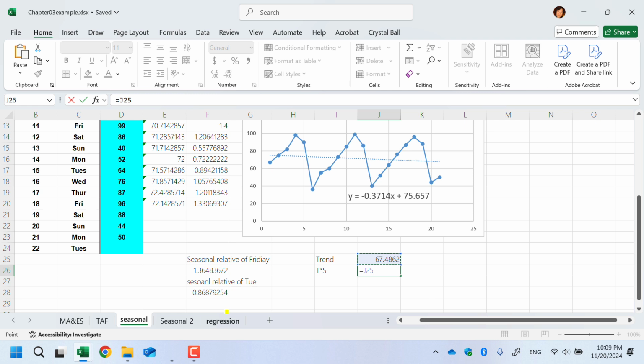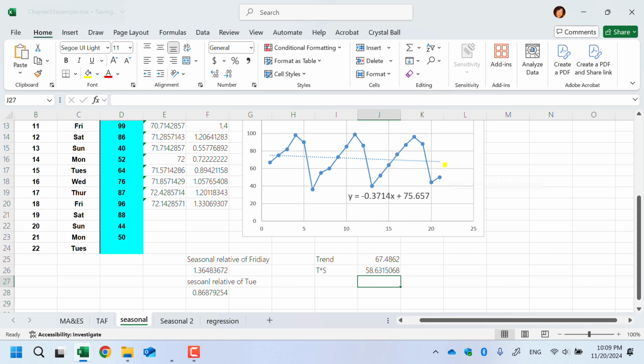67.4862, but usually Tuesday we have a little less, about 15% less. So we are multiplying this one, and you can expect that will be the 58, which means it's around here. Right? That's pretty reasonable because it's going up, and then this is going up, but still less than the average. So in this way, you can use a trend and seasonality, and when there's a clear pattern of the seasonality, we can utilize trend and seasonality and then make a forecast.